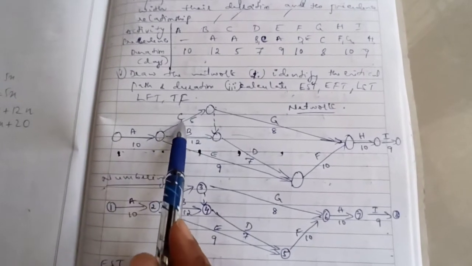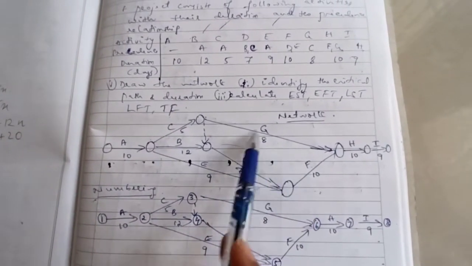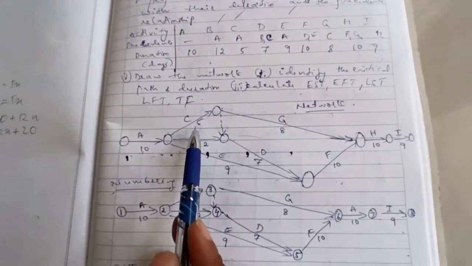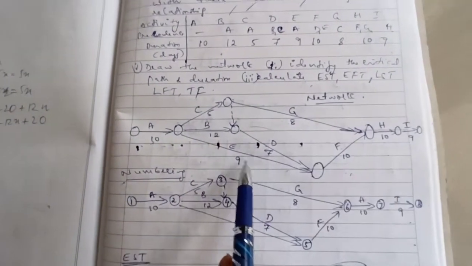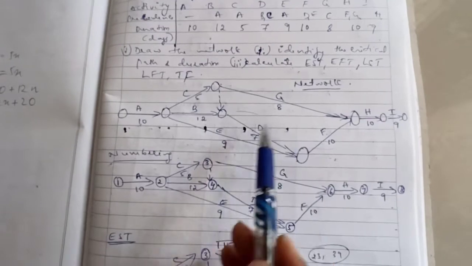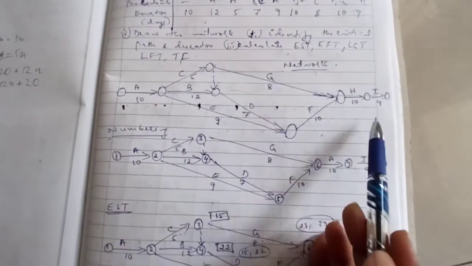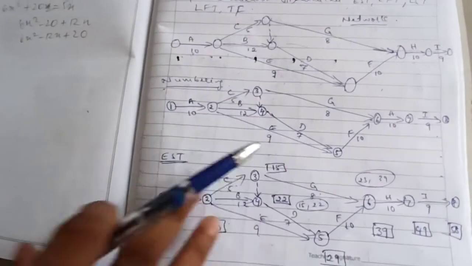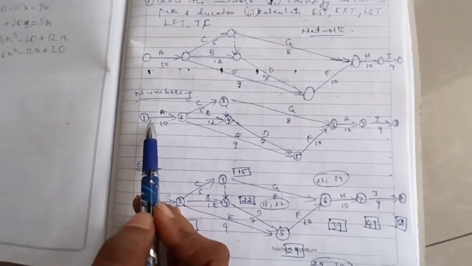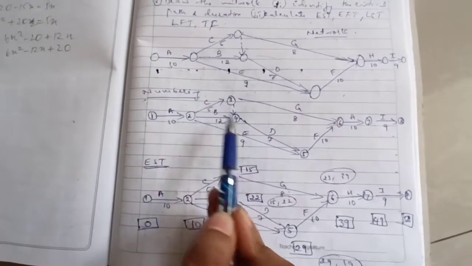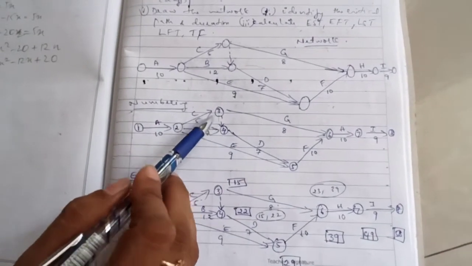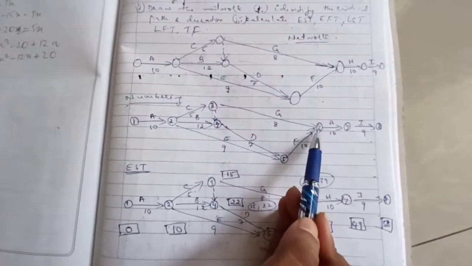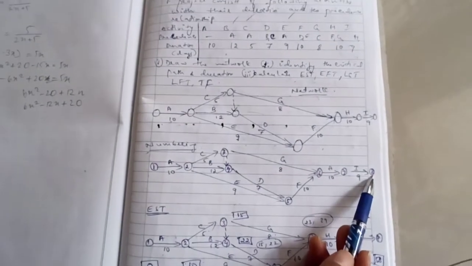On the arrow mark, in each activity you write the name of the activity: A, B, C, D. And similarly we need to write the duration of each activity. For A it is 10, for B it is 12, C 5, D 7, E 9, F 10, G 8, H 10, I again it is 9. Then we need to go for the numbering. While numbering, this is the first one, 1, 2. Then I can't write 3 over here because one more arrow is terminating at this point. So 3 will be this, 3, 4. Then we have 5, 6, 7, and 8 is the last node.